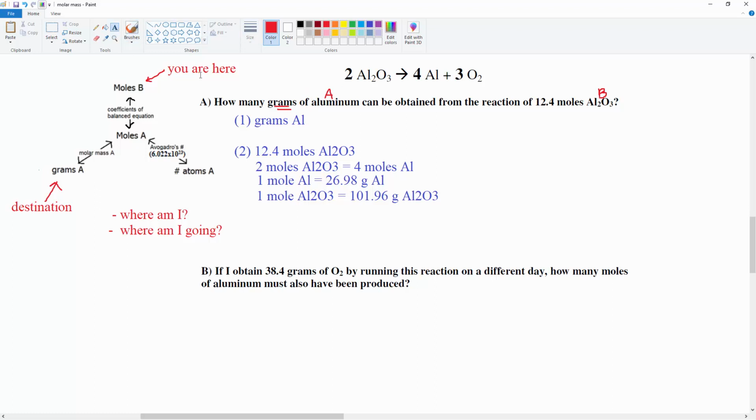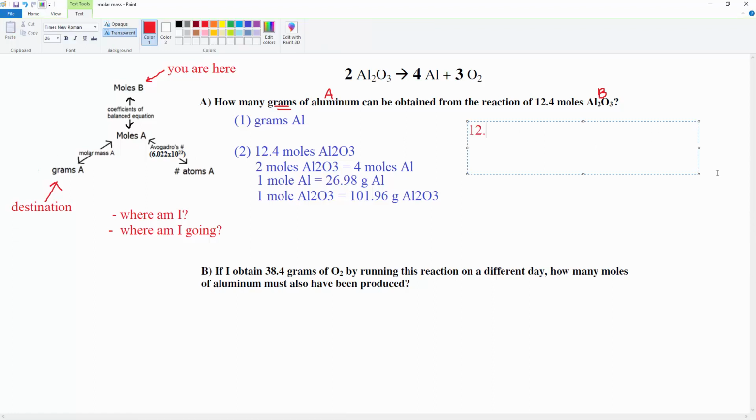All right, so if I follow this roadmap, and I've got these conversion factors, then I can get this set up, and I'm going to start with moles of B. This is going to guide me to start from the beginning instead of the end, although I could go from the end. But the way that we use the roadmap, we're always going to start from the beginning. So 12.4 moles Al2O3.